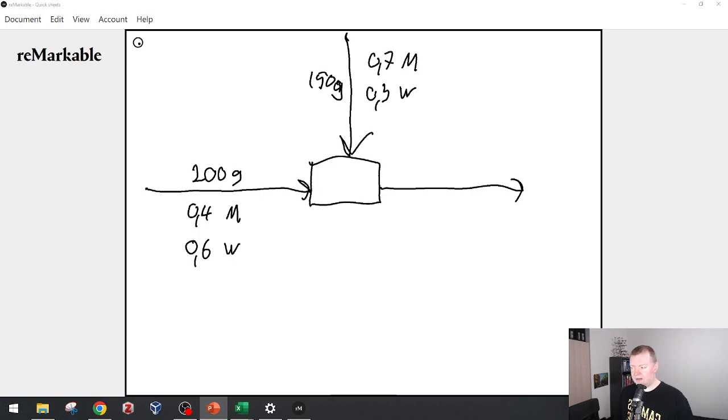How do I know that? Well, consider if instead of using 200 grams and 150 grams, we just used an infinite amount of the first stream, for instance. So that means the second stream is basically insignificant. We don't have to deal with it. Then my concentration would be 40%. Similarly, if I had infinite of this stream, then my exiting stream would have the composition of 70% methanol.